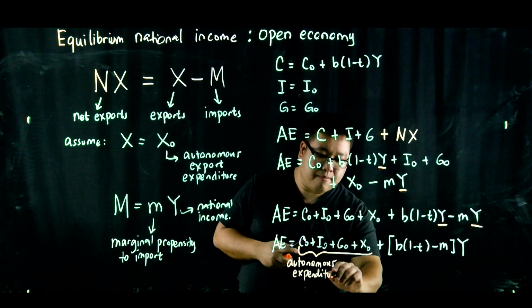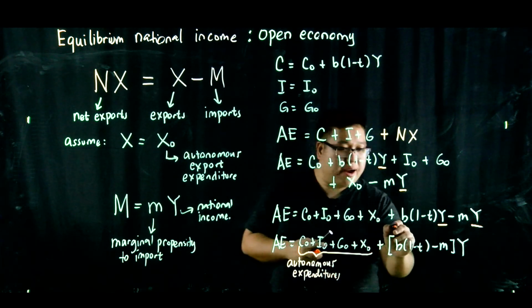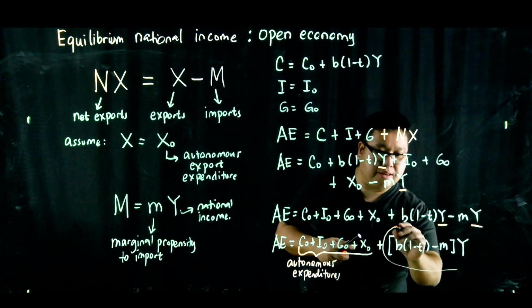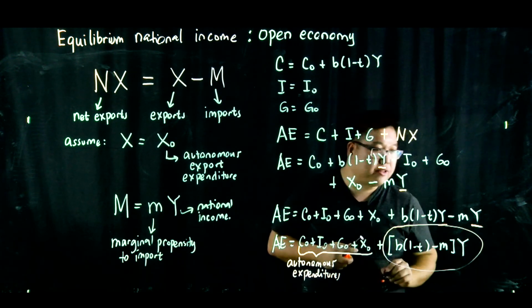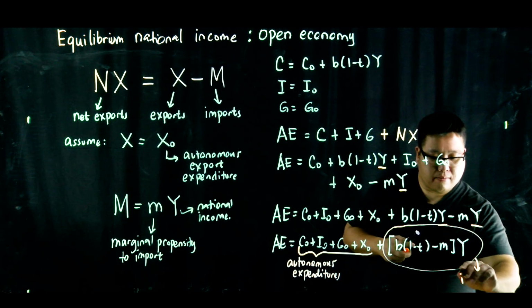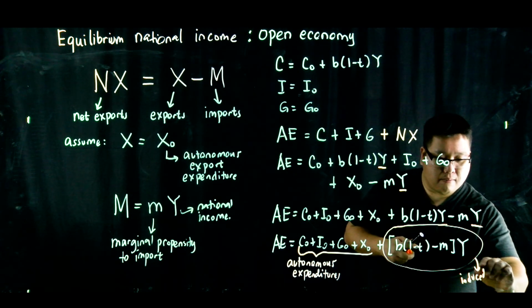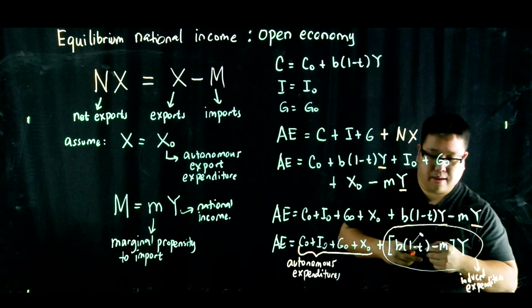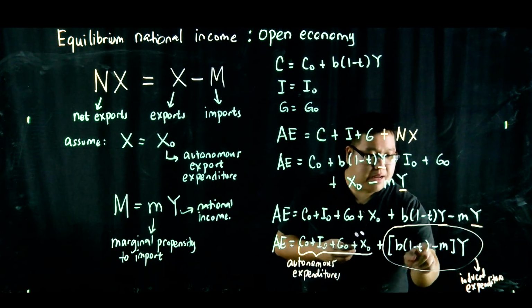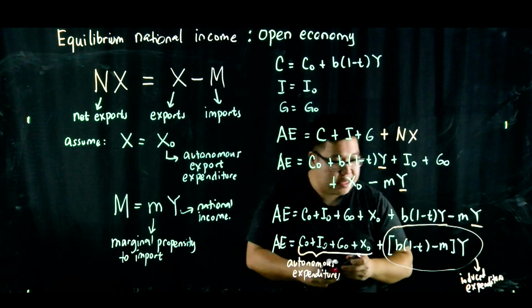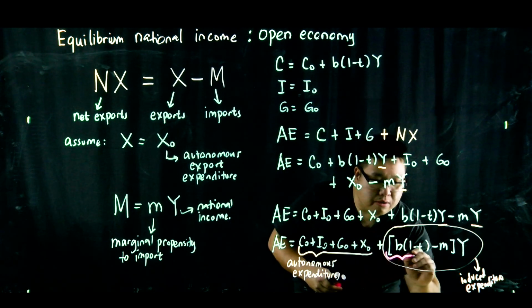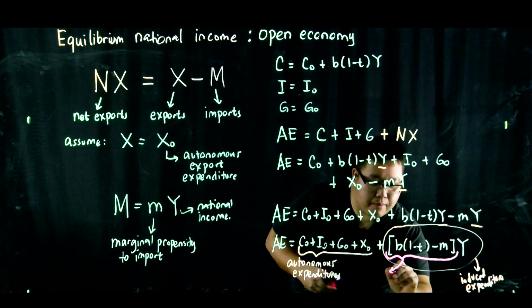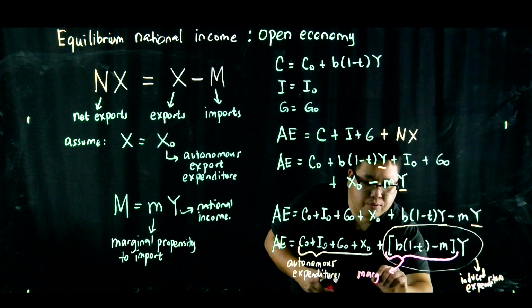This whole term here, this is the induced expenditure. And this b(1 minus t) minus m, just this one, is the marginal propensity to spend.